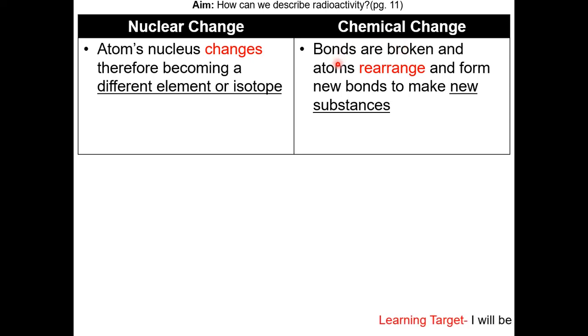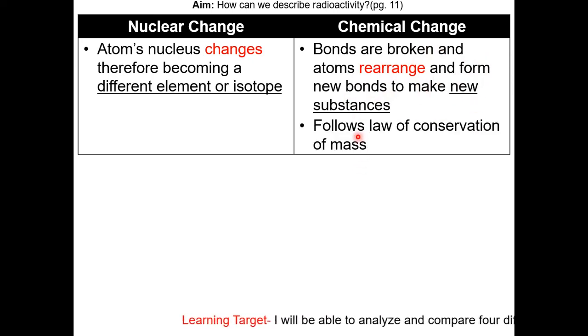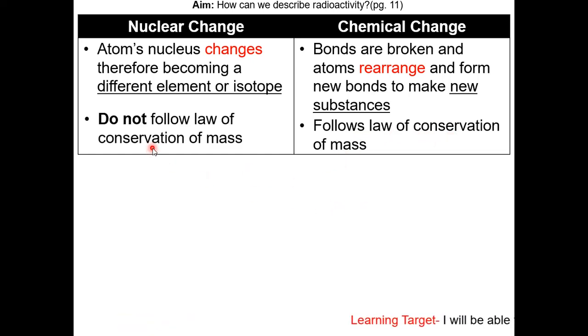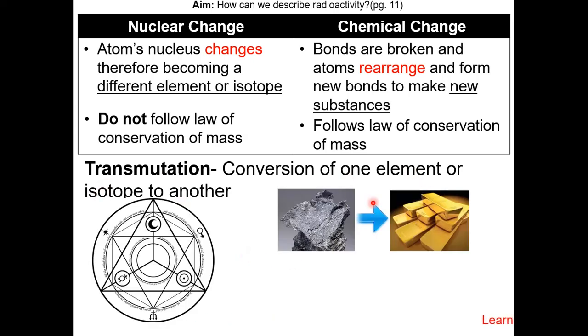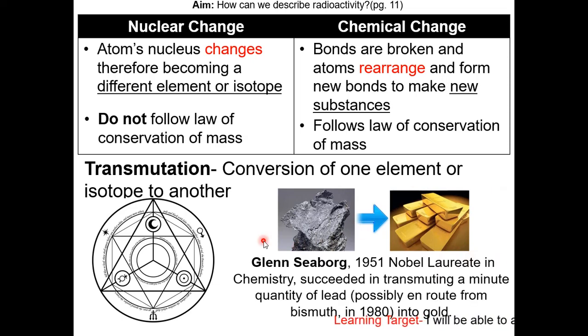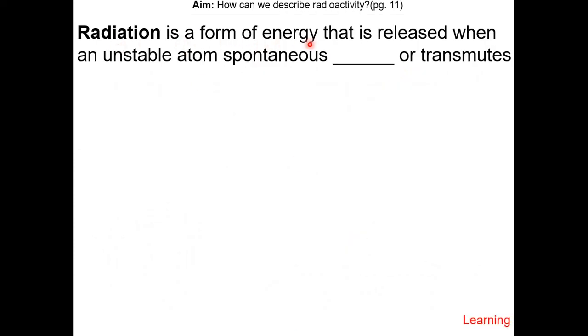In a chemical change, bonds are broken and atoms rearrange themselves and form new bonds to make a new substance. As you know, chemical change follows the law of conservation of mass, while nuclear change does not follow the law of conservation of mass. A type of nuclear change is transmutation, which is the conversion of one element or isotope to another. An example of transmutation is converting lead into gold. This was first done by Glenn Seaborg. Radiation is a form of energy that is released when an unstable atom spontaneously decays or transmutes.